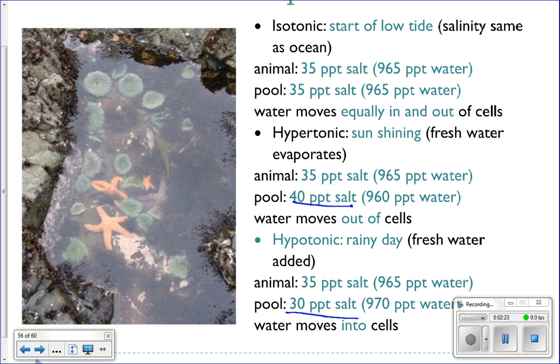And so now it's in a hypotonic solution, which means that the water will come into the cells of the animal and can actually cause those cells to swell and maybe even burst. In fact, one of the reasons why, if you ever go to the beach right after it rains, you'll find a lot of dead animals on shore is because the fresh water actually killed them because of this idea of osmosis.